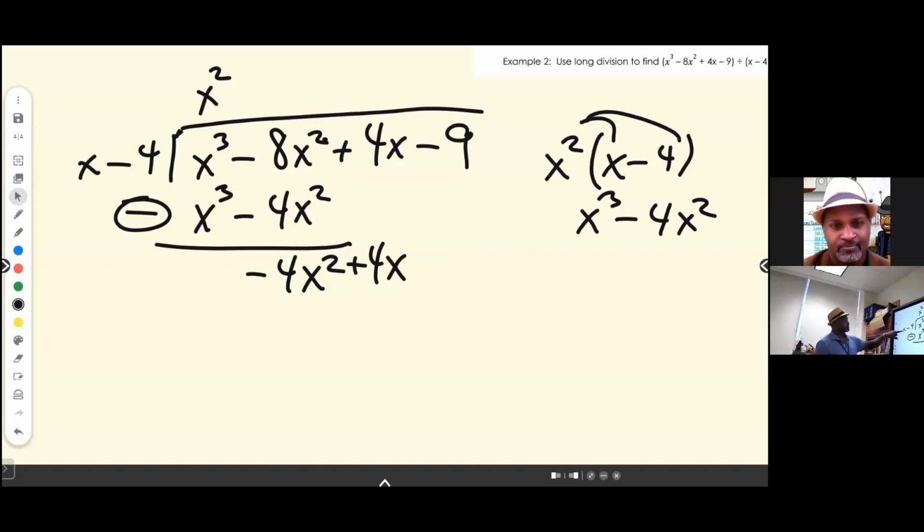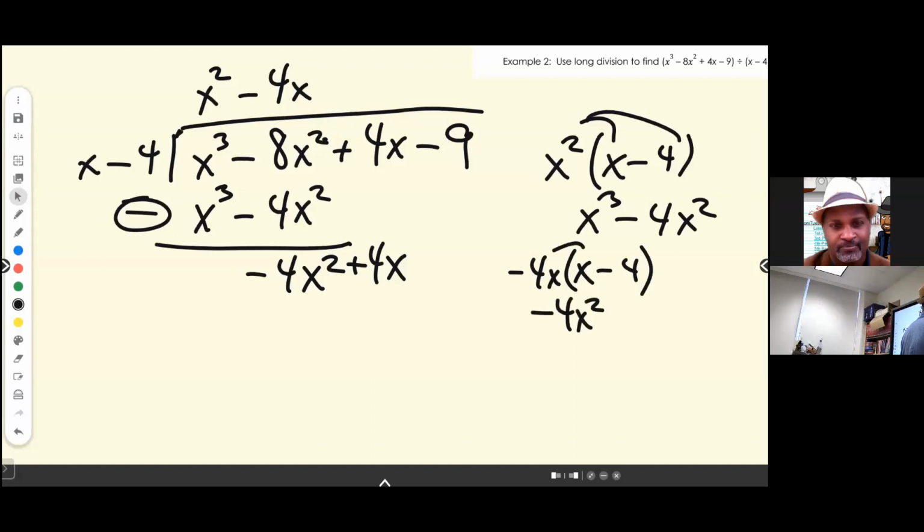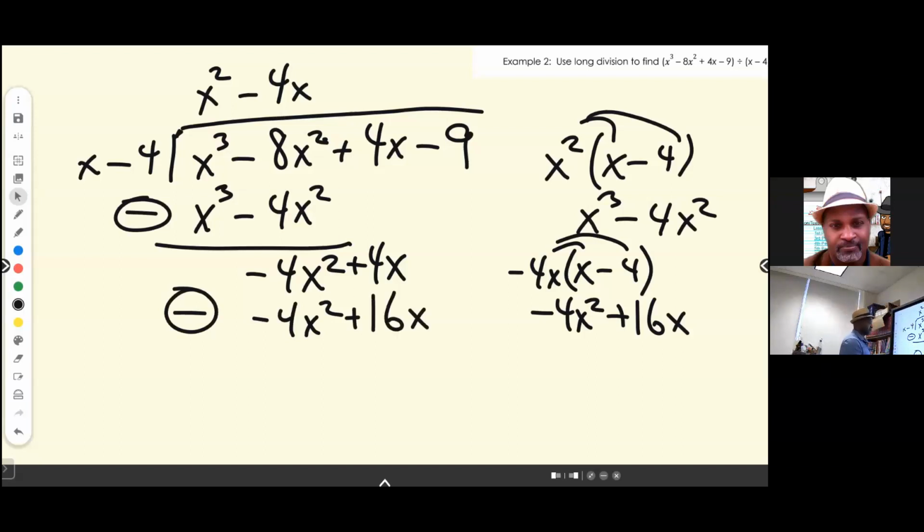And what do we multiply times x to get a negative 4x squared? Well, we need a negative 4 and we need an x, right? Because negative 4x times x is a negative 4x squared. But now we have to perform negative 4x times x minus 4. If we do that, you see we have a negative 4x squared minus, that's going to be a positive 16x. All right, so that's what we're going to put here. We have a negative 4x squared, make sure I subtract these, plus 16x. Making sure that we are subtracting.